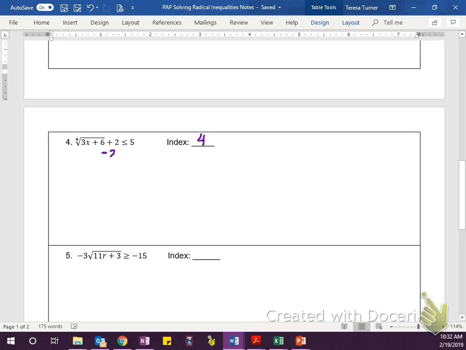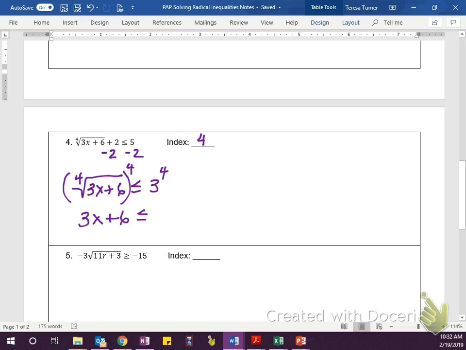Again, the first step is to handle addition and subtraction. So that leaves me with the fourth root of 3x plus 6 is less than or equal to 3. So now what power do we raise it to on both sides? 4, because the index is 4. So we're going to raise both sides to the 4th power. So that leaves me with 3x plus 6 is less than or equal to, what is 3 to the 4th power?